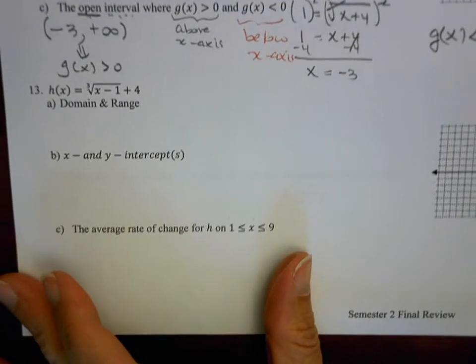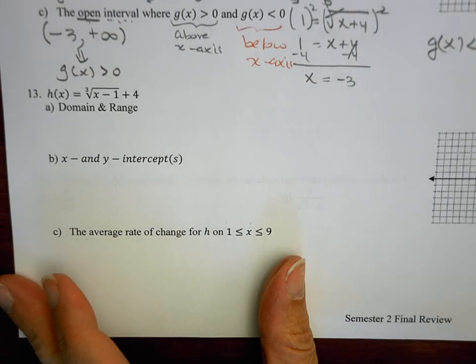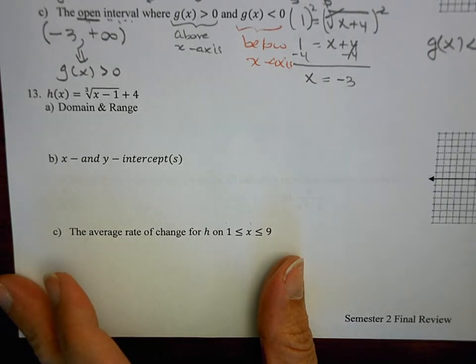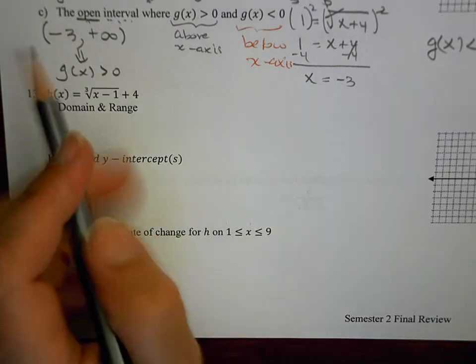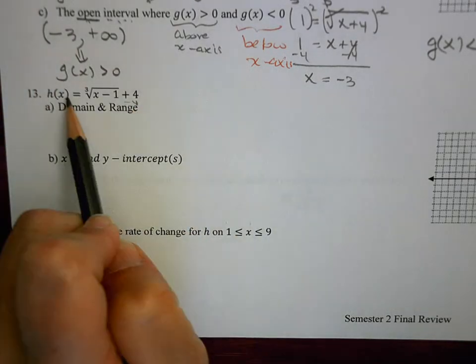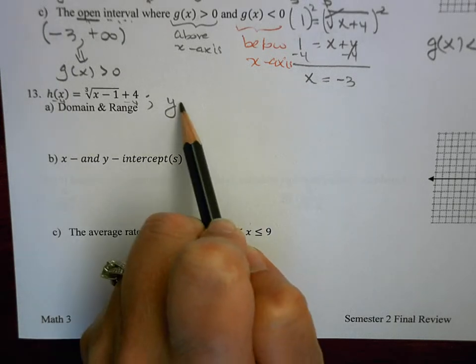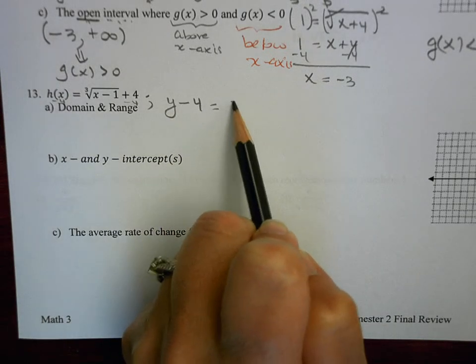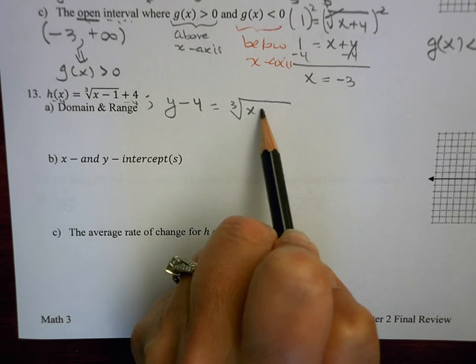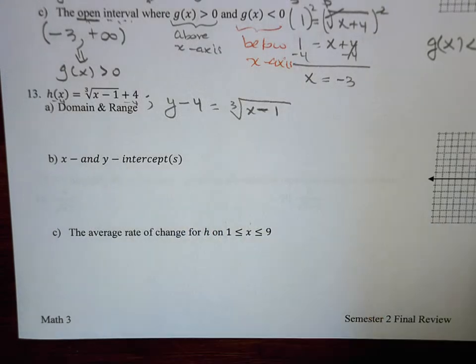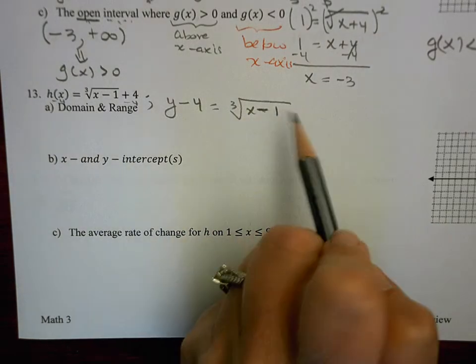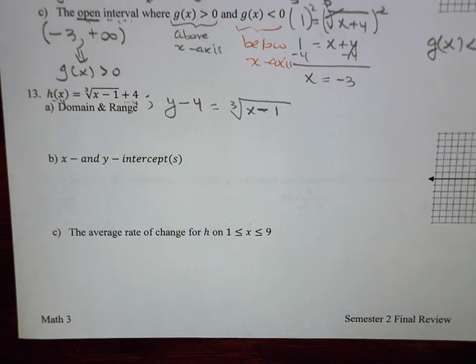So we'll do number 13 as well. For this one, again, I'm going to put this in the standard form. So I'm going to subtract 4 from both sides. And h of x is the same as just y. For this one, I'm going to just graph it and then do part C. I'm not going to do A and B, but I'll graph it and then do part C.